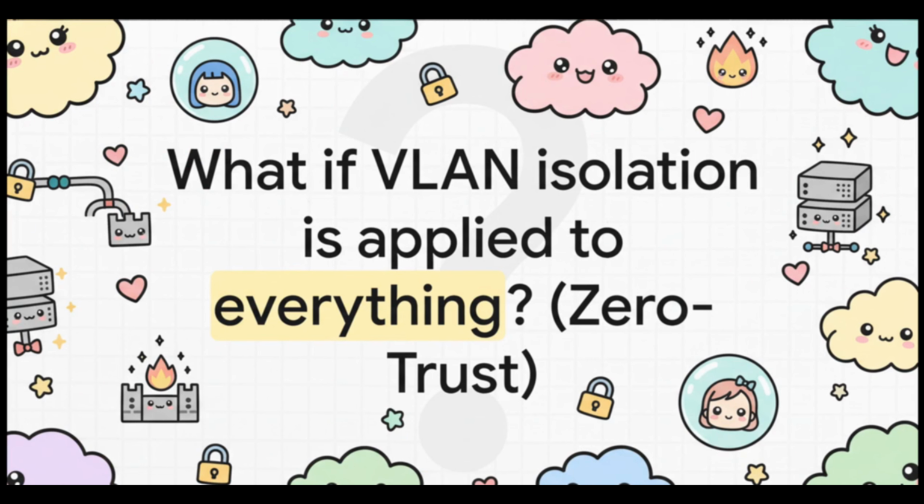So the fundamental idea behind VLANs is creating logical separation, building those virtual walls where none exist physically. It's a powerful concept, but it leads to a really interesting question. What happens when you take this principle of isolation and you push it to its absolute extreme? When you apply it not just to groups of devices, but to every single user, every application, every single data flow on your network? Well, that is the core idea behind a modern security model called Zero Trust, something to think about.